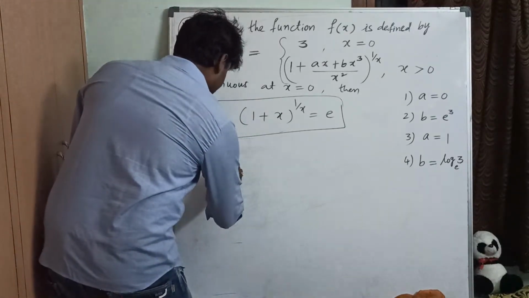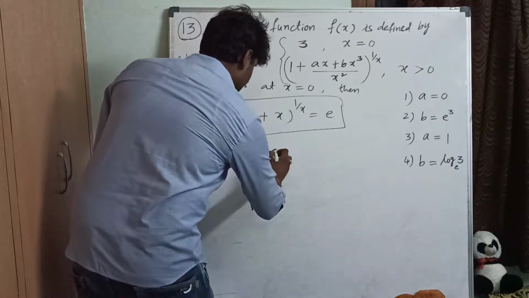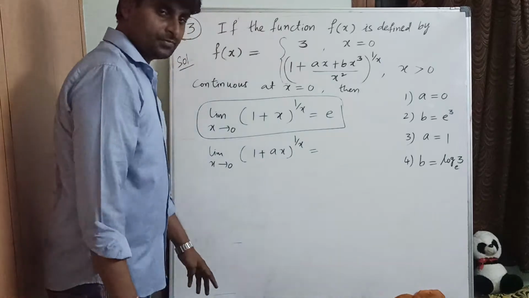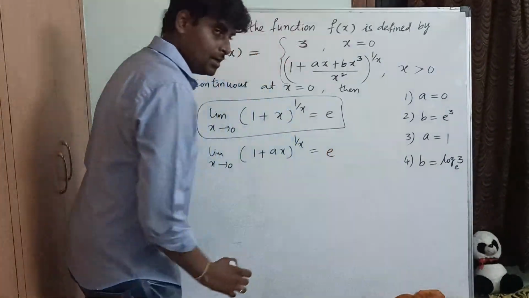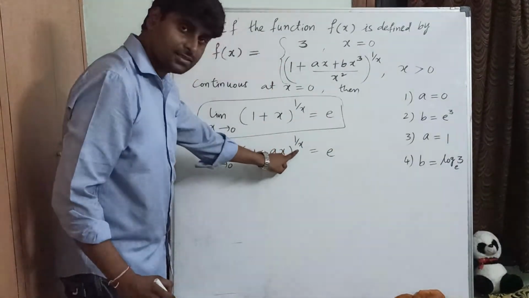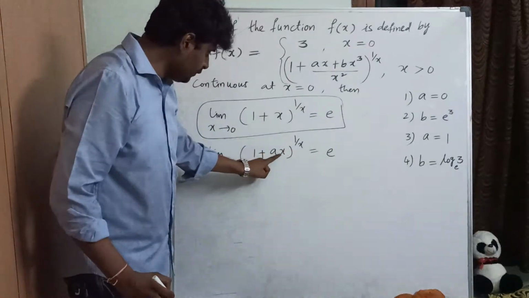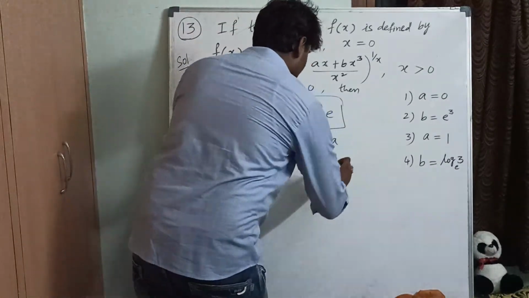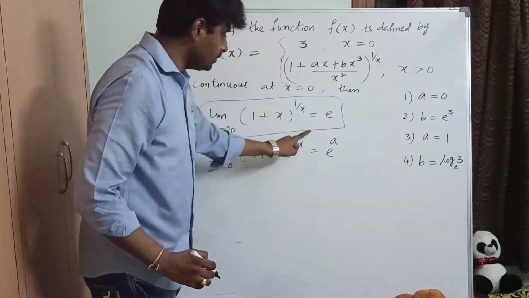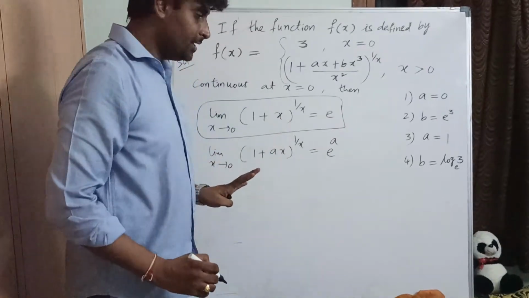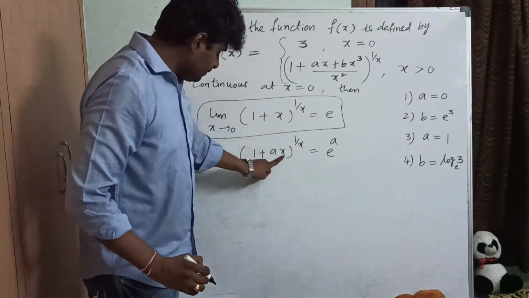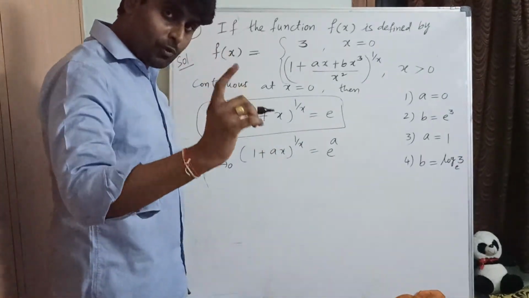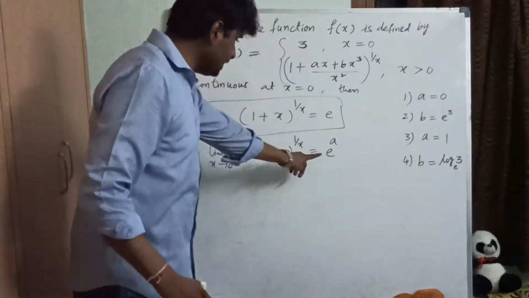Now, what is the application of this? For example, limit x tends to 0, 1 plus ax whole power 1 by x equals e power (coefficient of 1 by x into coefficient of x). What is the coefficient of x here? a. What is the coefficient of 1 by x? 1. 1 only. a into 1, a. Okay. So, if you have any coefficient for x and 1 by x, we need to multiply both coefficients and write it on the power of e.